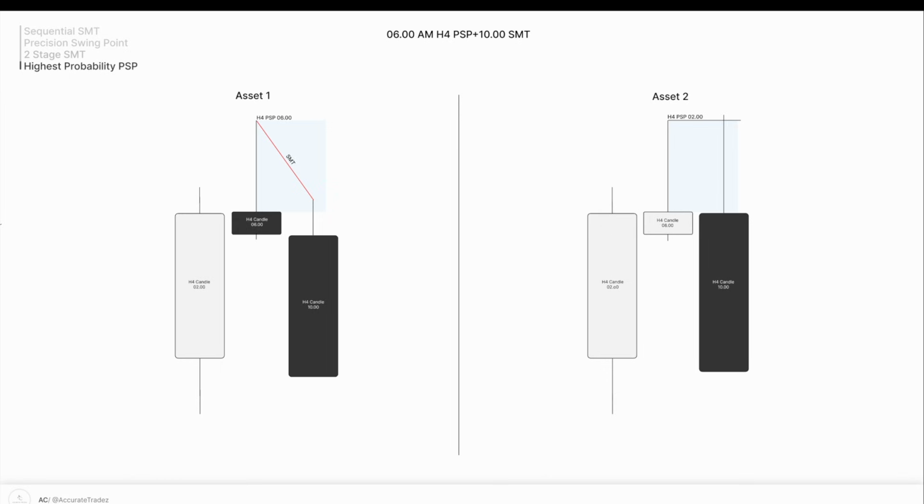Now we have our 6 a.m. 4-hour PSP, where the 10 a.m. candle forms a SMT. While this isn't sequential, it is something that is still significant and very, very high probability, where the previous 6 o'clock 4-hour candle makes a PSP, as you can see right here, and then we form a SMT with the new 4-hour candle.